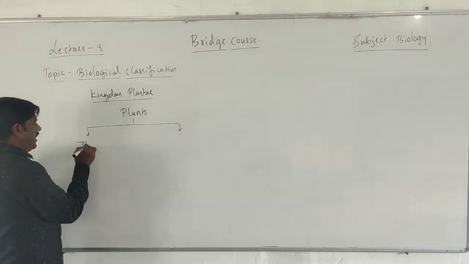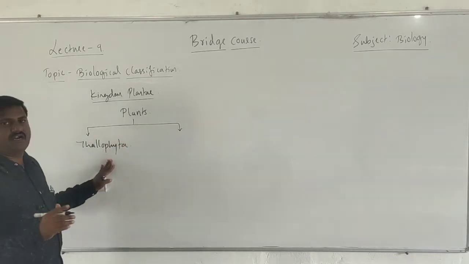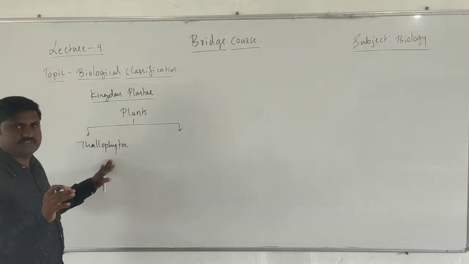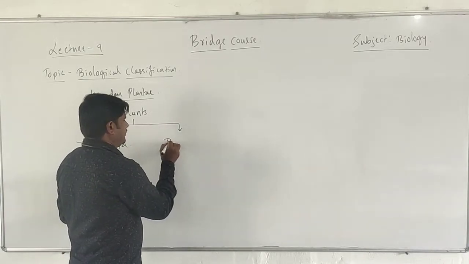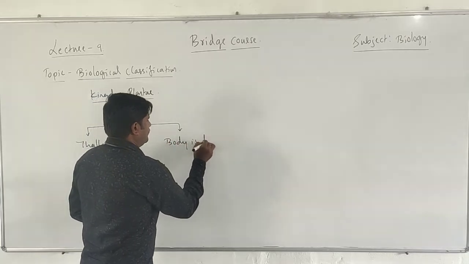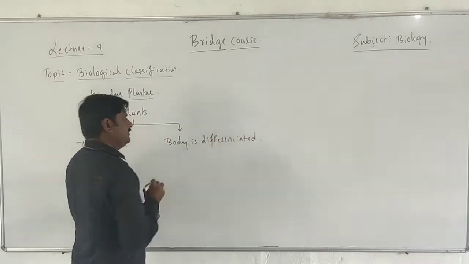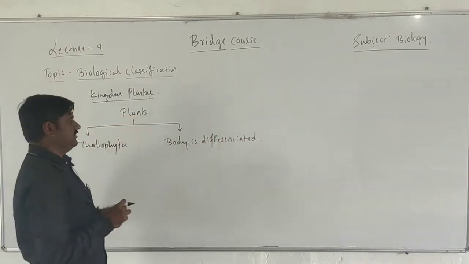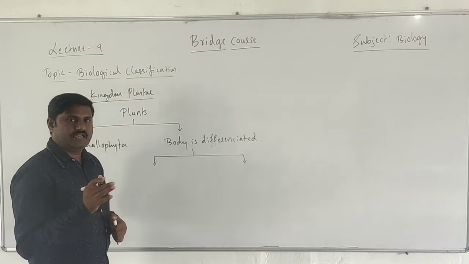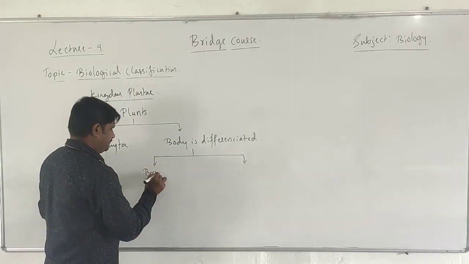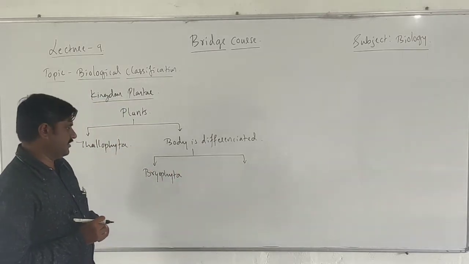So first group is Halophyta. Halophyta means the plants with body structure which is not differentiated, and the second one is where the body is differentiated. So these are also different groups of plants that we come across here. We come across two groups of plants. One is Bryophytes. Bryophyta is one group that we come across.